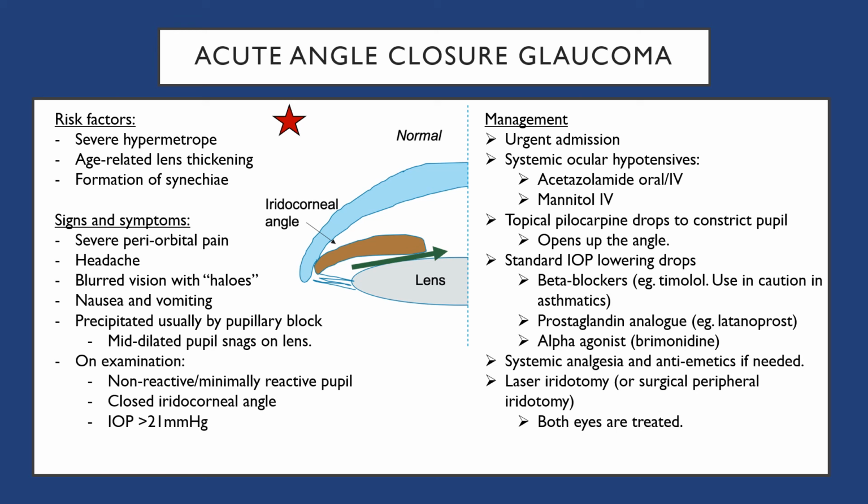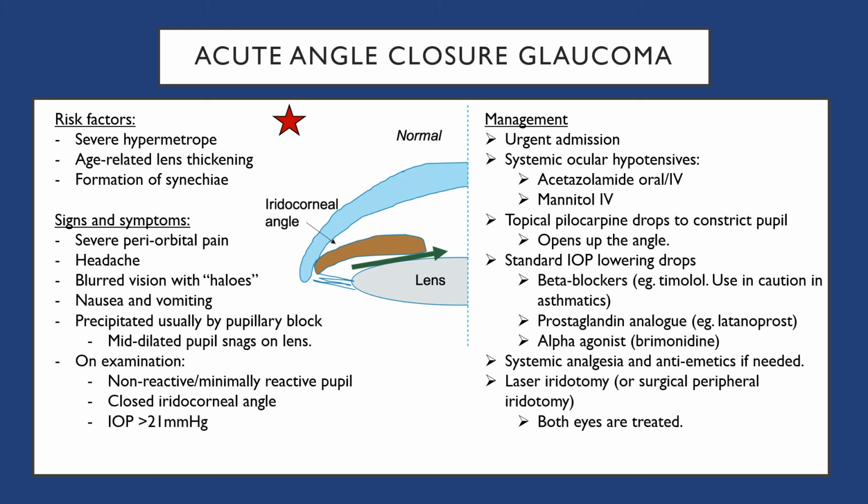So if you're a severe hypermetrope, the way that your eye is shaped means that it's actually much wider. So your iridocorneal angle naturally is much shallower, much more acute, and therefore more likely to get blocked off. If you've got age-related lens thickening, as the lens gets fatter and fatter, it then pushes the iris up further and then closes the iridocorneal angle. And formation of synechia we've covered already in the previous slide.